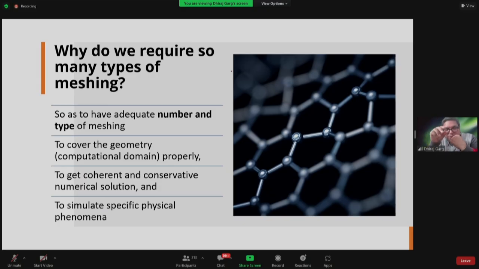Okay, so as the mesh tends to be smaller, technically we are saying delta x tends to be smaller, approaching the differential equation. As we approach that, we will get a result similar to the differential equation. And third is to simulate different types of physical phenomena, which may require different types of meshing. We'll see, and a later session will be covering that.